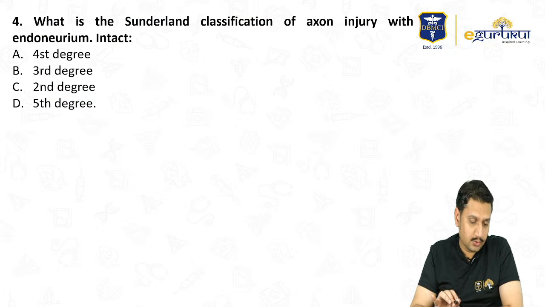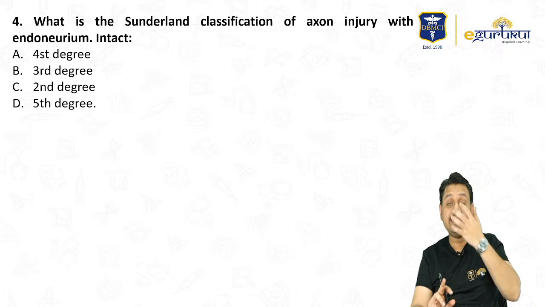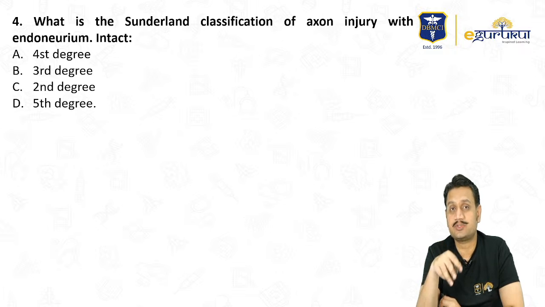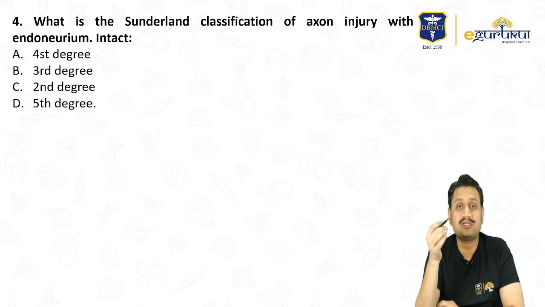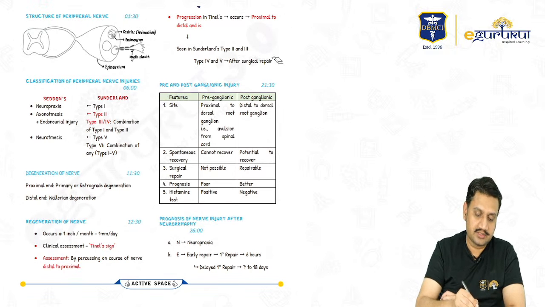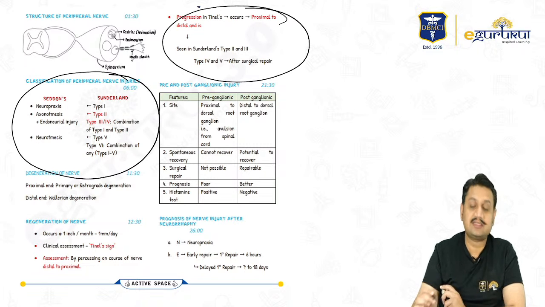Next one, what is the Sunderland classification of axon injury with endoneurium intact? Guys, if you recall, this was your previous year question as well, the previous INI question. So, what is the grade of injury where the endoneurium is intact and the axon is injured? You know this classification system here. The Sunderland and Seddon's classification.